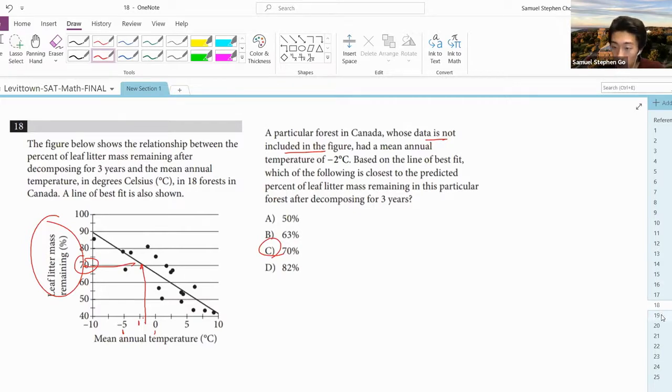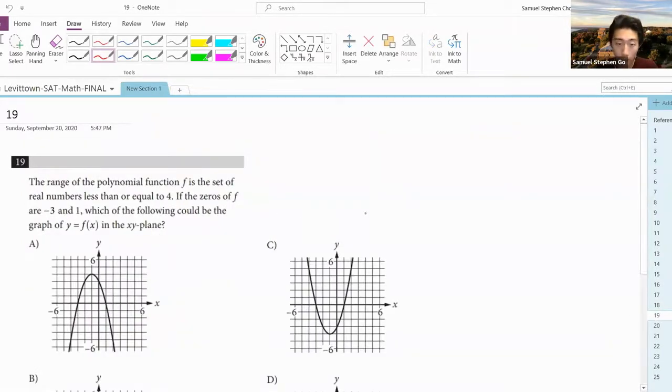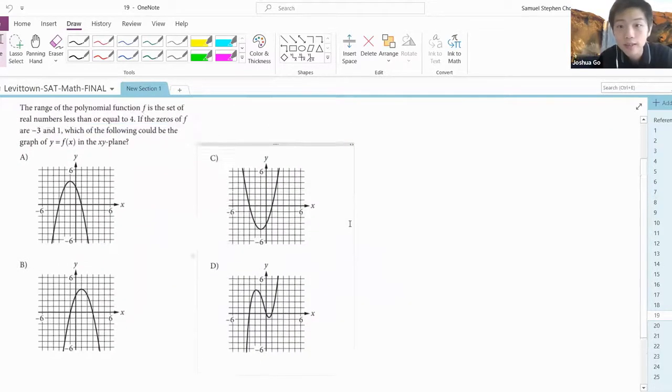Let's go to number 19. So for number 19, it says that the range of the polynomial function f is the set of real numbers less than or equal to 4. If the zeros of f are -3 and 1, which of the following could be the graph of y equals f of x in the xy plane?